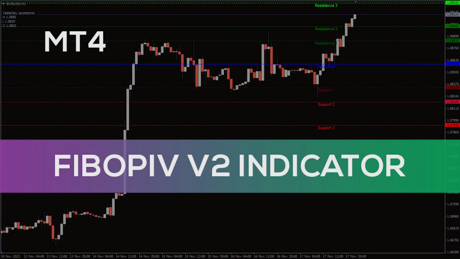Hey fellow traders, in this video we're gonna take a look at the FiboPiv V2 indicator for MT4.